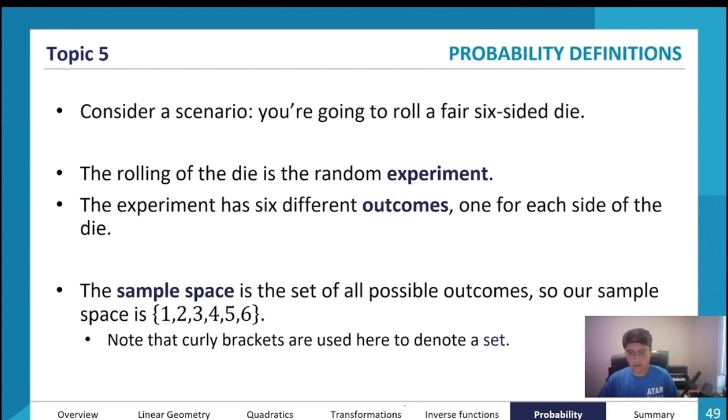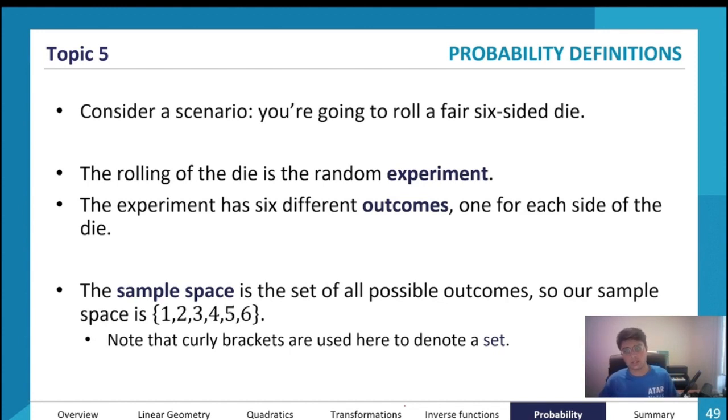We're going to finish off now with probability. There's quite a lot to cover here too, but it's the last section, so thank you all for hanging around until now. We're almost there. Okay, so we'll start off with considering a scenario.